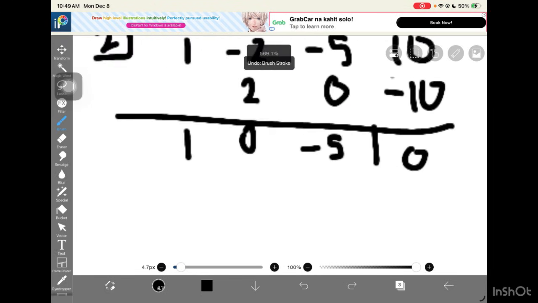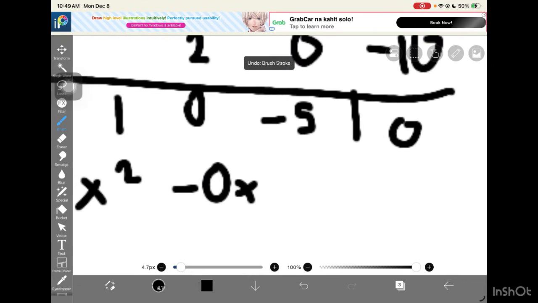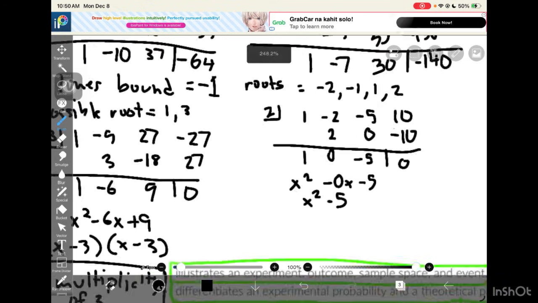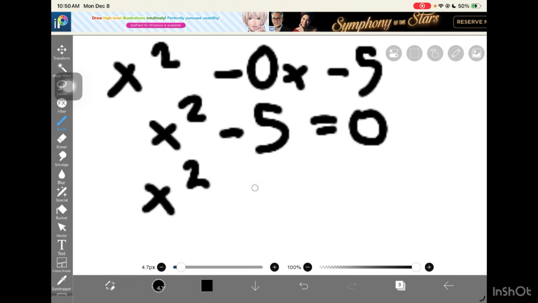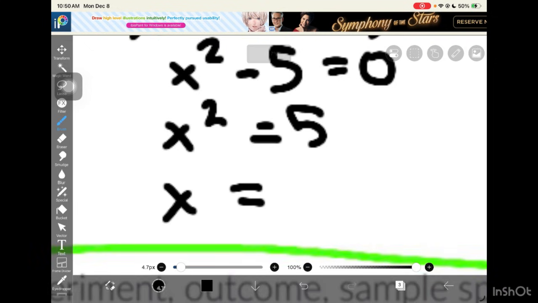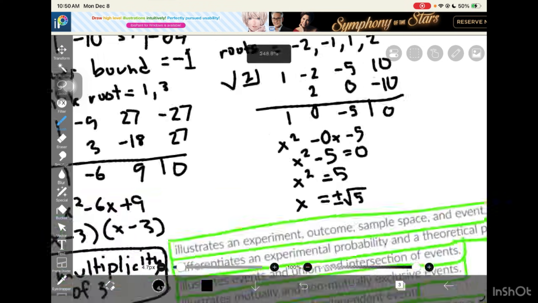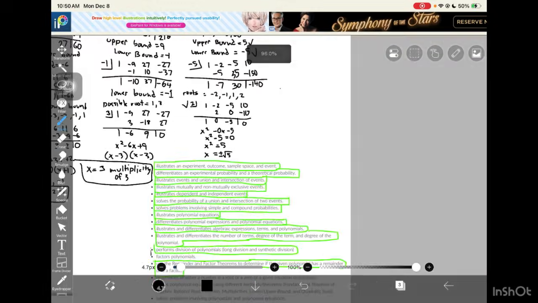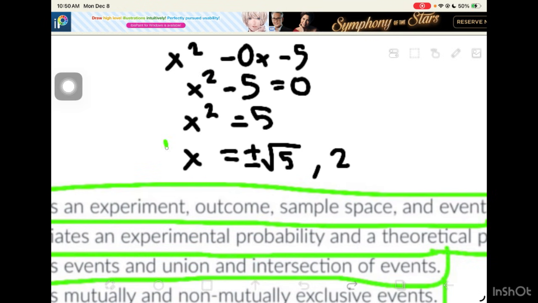We have a quadratic. Since it's cubic, we translate to quadratic. X squared minus 5. Sorry, x squared minus 0x minus 5. Simplify it, x squared minus 5. So we know that 2 is a root. But look at this, it's a square root. So let's equate it to 0. X squared is equal to 5. X is equal to square root of 5. And this is where the plus minus comes in, because plus square root and then minus square root. So this is also a root and then 2. This is your answer.